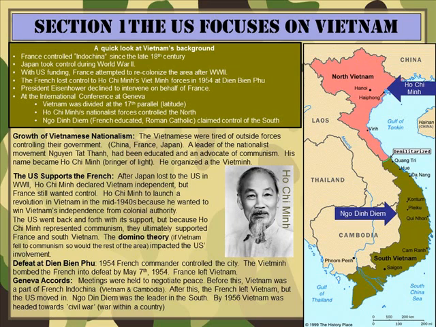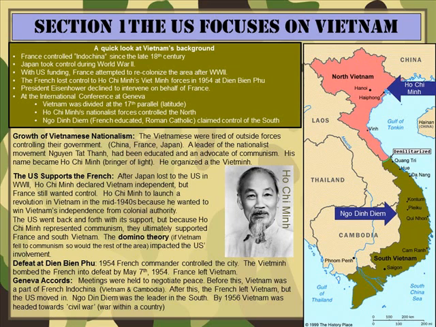So the U.S., not wanting the spread of a communistic ideology, decided to support the French. After Japan lost to the U.S. in World War II, Ho Chi Minh declared Vietnam independent, as you would if you're Vietnamese, but France still wanted control of that area for trade purposes and money. This led Ho Chi Minh to launch a revolution in Vietnam in the mid-40s because he wanted to win Vietnam's independence from colonial authority. The U.S. went back and forth with its support, but because Ho Chi Minh represented communism, they ultimately supported France and South Vietnam.